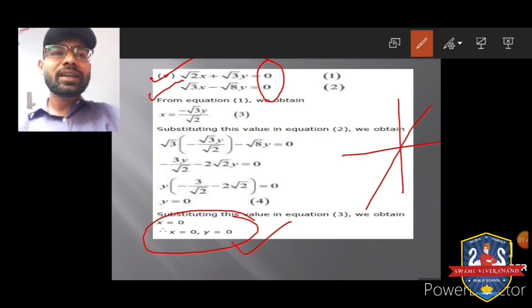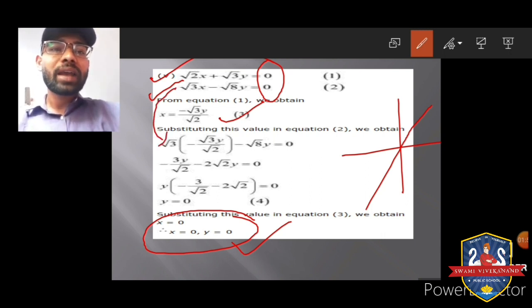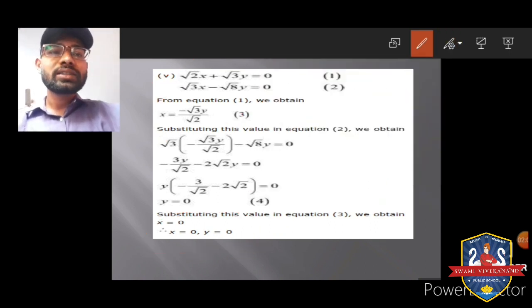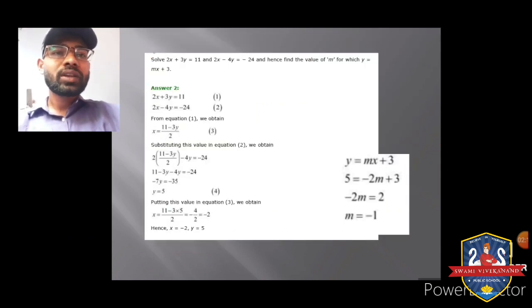But now let's check. From the first equation, we get x is equal to minus root 3y upon root 2. Then in the second equation, if we put the value, we get root 3 bracket minus root 3y upon root 2 minus root 8y. Root 3 multiplied by root 3 is 3. So on simplifying, we get y is equal to 0. y is equal to 0 and x is equal to 0. It's our answer. Okay. Now let's move further.